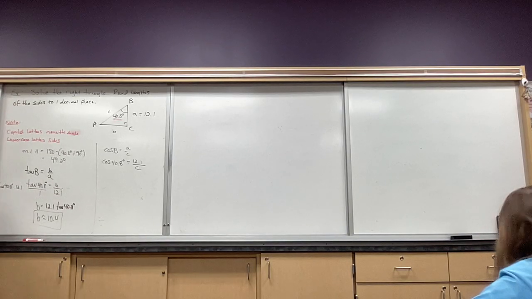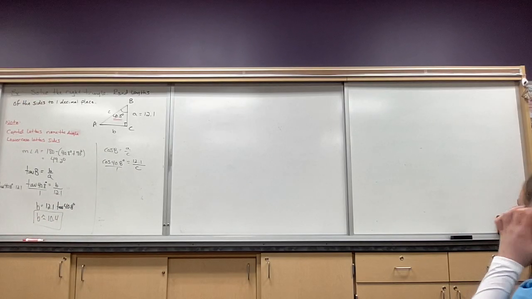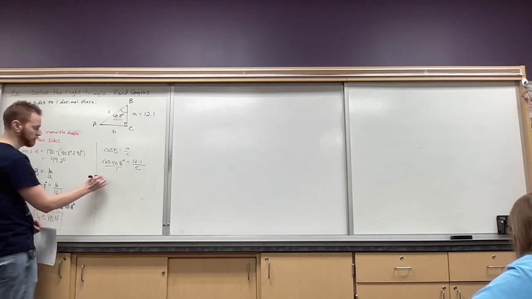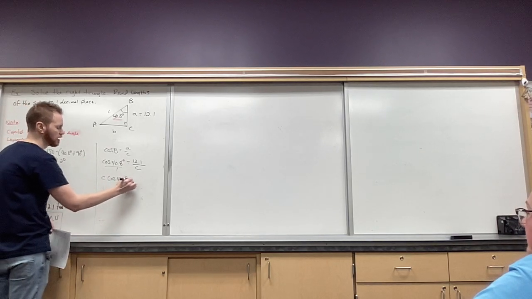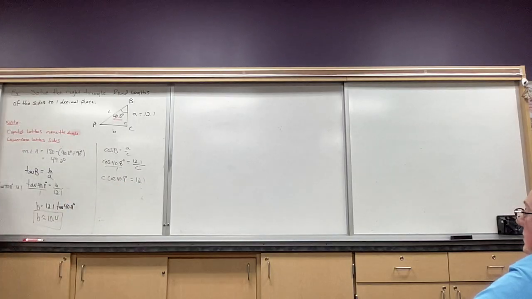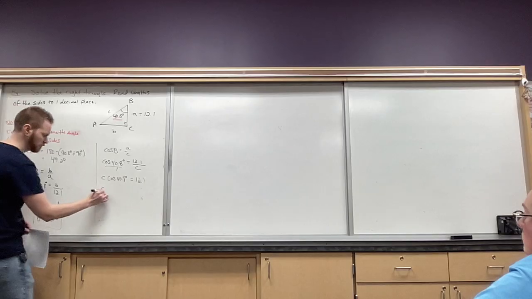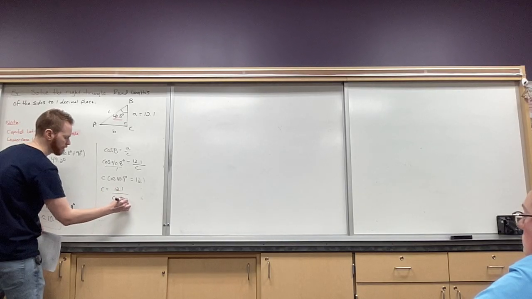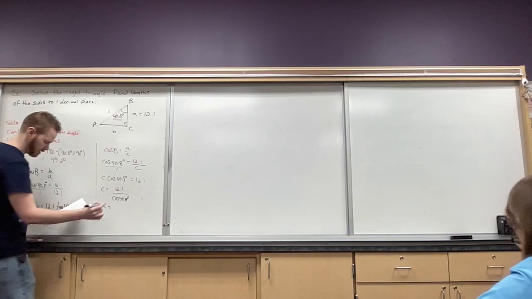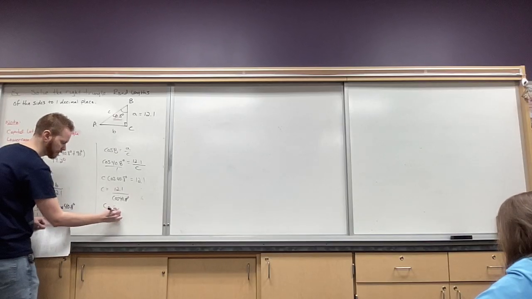And again, if you want to put it over 1, just to make it easier to see, fraction equal to a fraction. So to solve for c, I'm going to multiply both sides by c to get the 12.1 by itself here. So c times cosine of 40.8 equals 12.1. And then we'll divide to finish. So 12.1 divided by cosine of 40.8. And we get this to be 16.